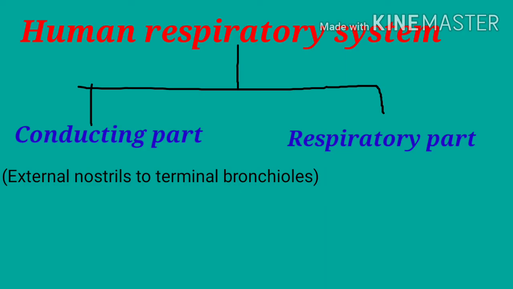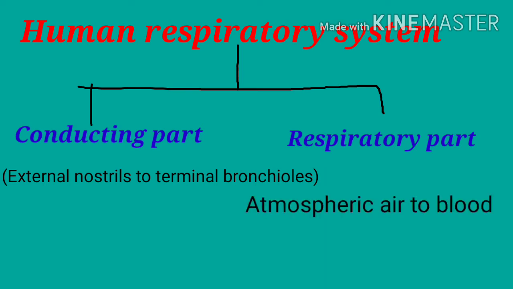The human respiratory system has two parts. One is the conducting part, the second one is the respiratory part. The conducting part extends from the external nostrils to the terminal bronchioles. The respiratory part is where atmospheric air meets the blood.